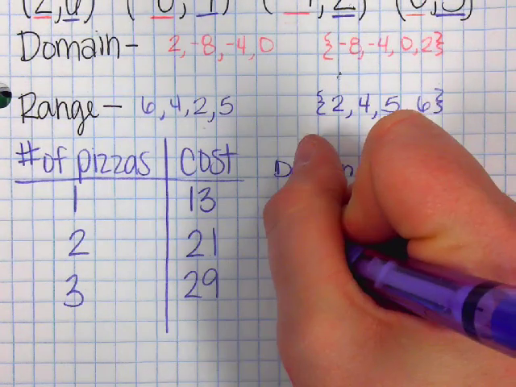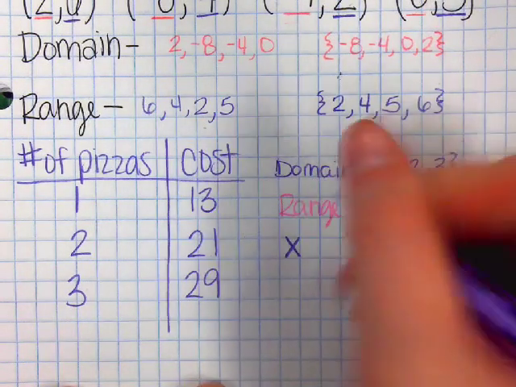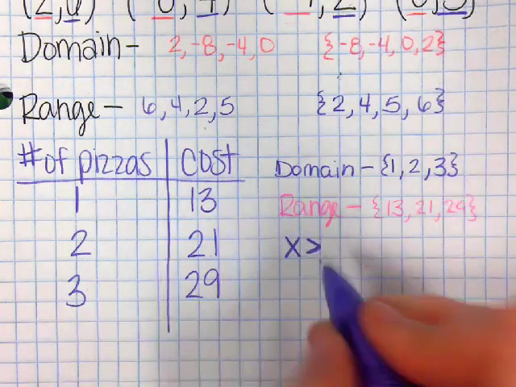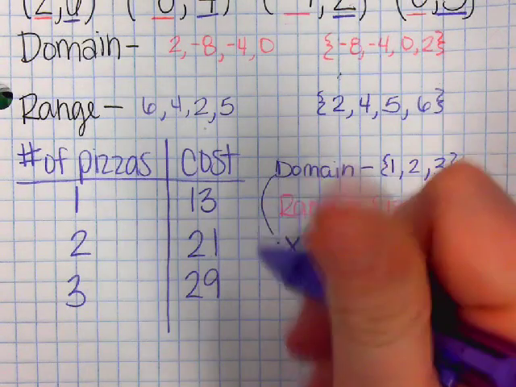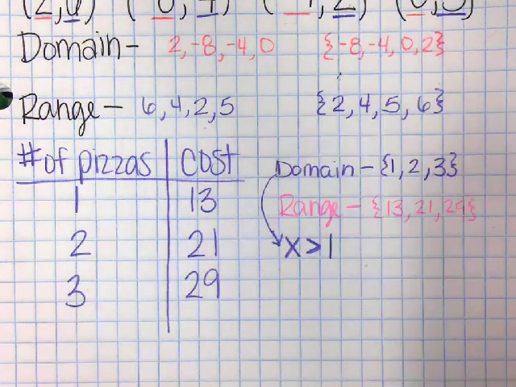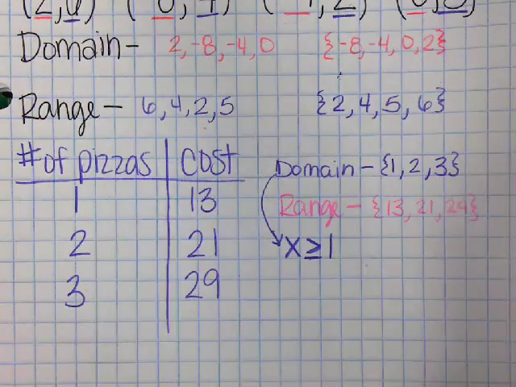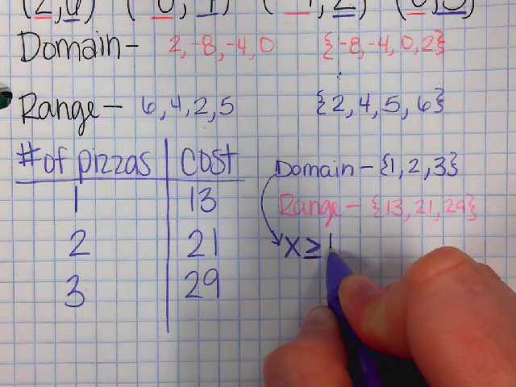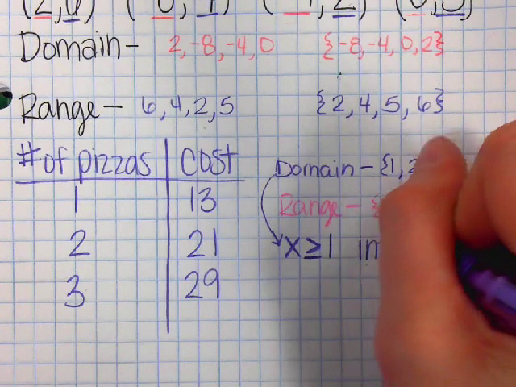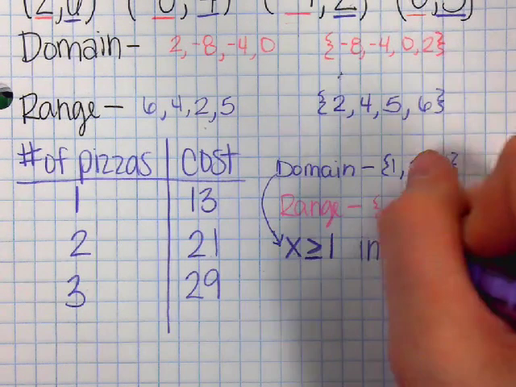So you can also list these and say your x values. You can say x is any number greater than, remember that symbol you saw before, and this is domain. x is greater than or equal to 1, because you can actually order one pizza. x is greater than or equal to 1, as long as it is an integer, which just means whole number.